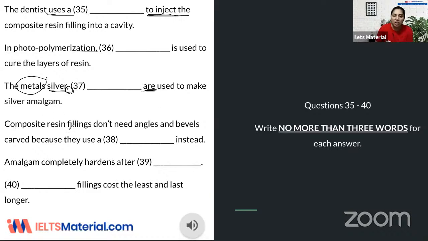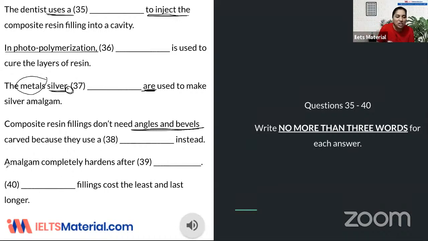Next is: the composite resin fillings don't need angles and bevels carved because they use a dash instead. So instead of using angles and bevels, what are they using? So again, they would be talking about another equipment, or I would say some other parts which would help the tooth to fix inside. And what is the other thing that can be used instead of angles and bevels?